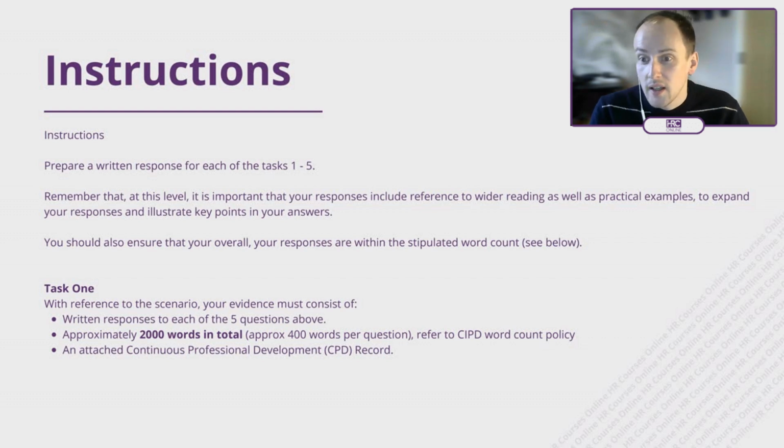Also ensure that we're using the correct word count for this unit, as provided in the brief. It is only one task, but it is approximately 2,000 words in total for your whole assignment. However, if we break that down, there are 5 questions to answer. That's 400 words per question. You don't have to stick to that because you may want to talk about some areas more than others, but it's used as a general guide to support how much you need to be writing. But please refer to the CIPD word count policy if you have any questions or concerns, or talk to your assessor as well.